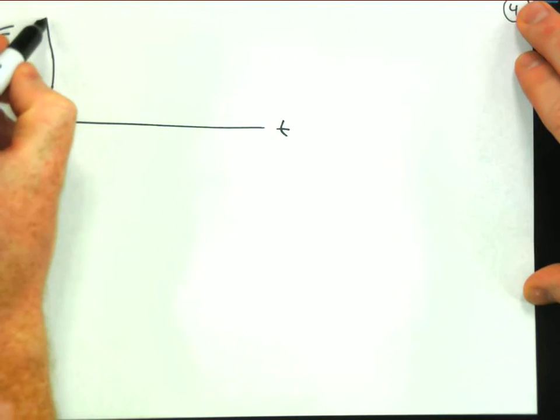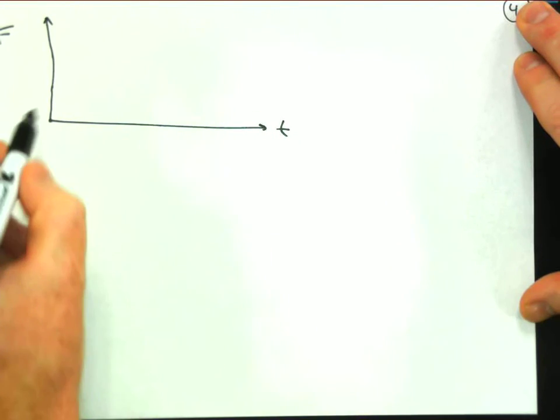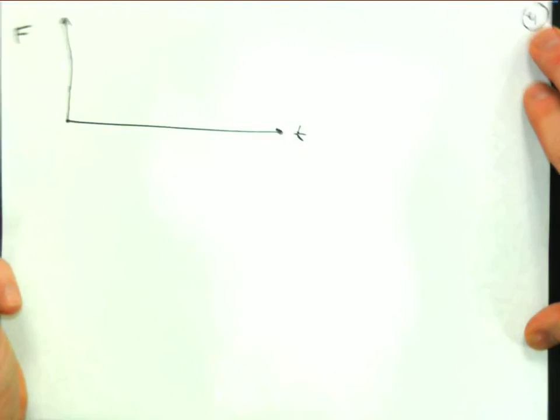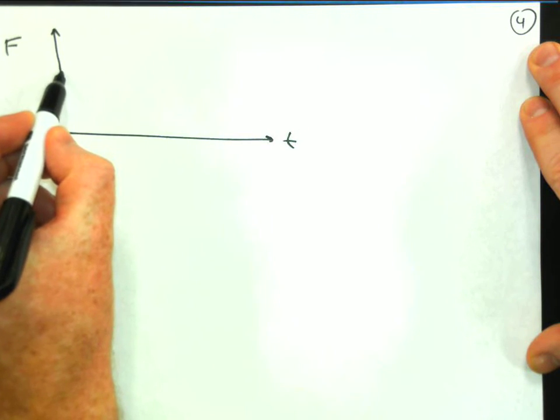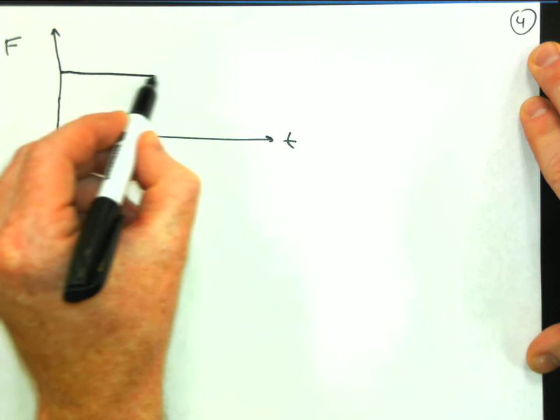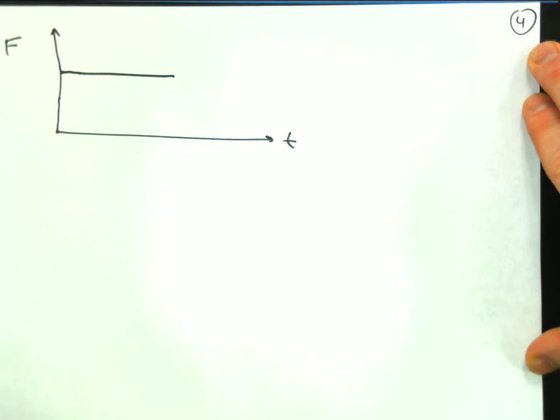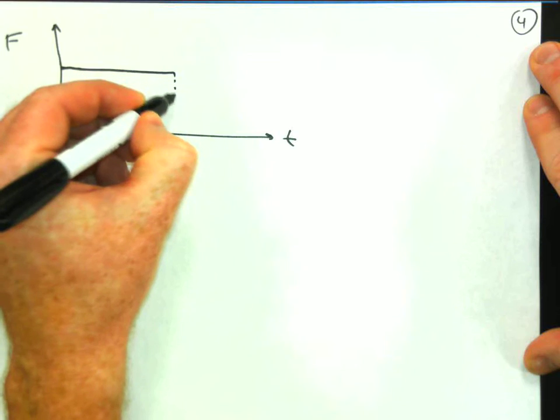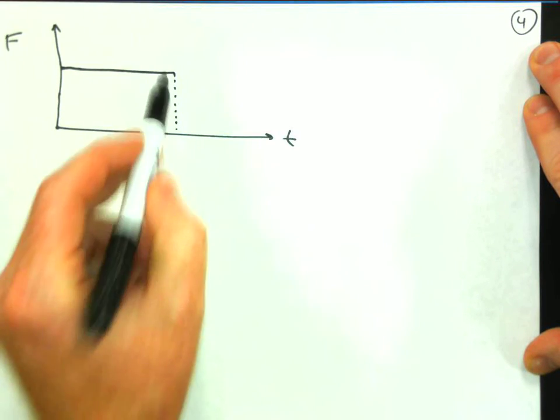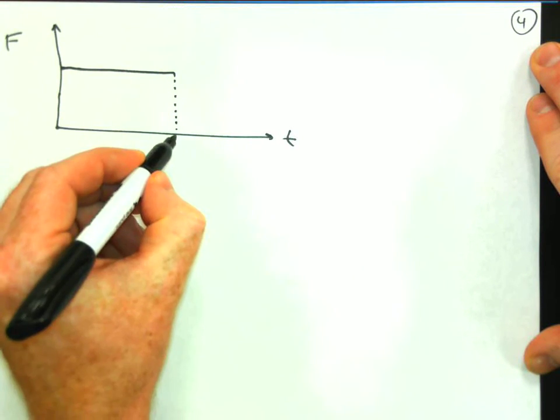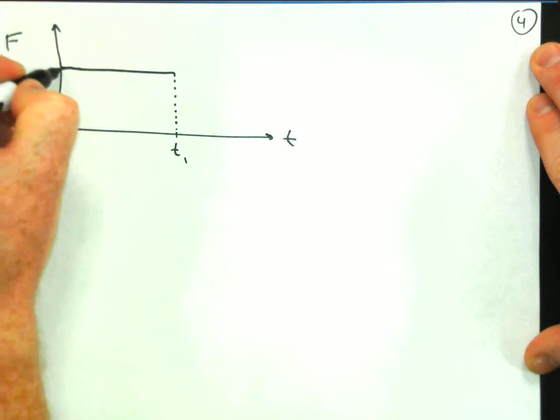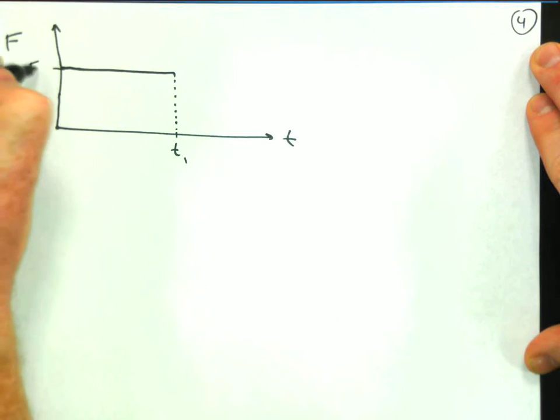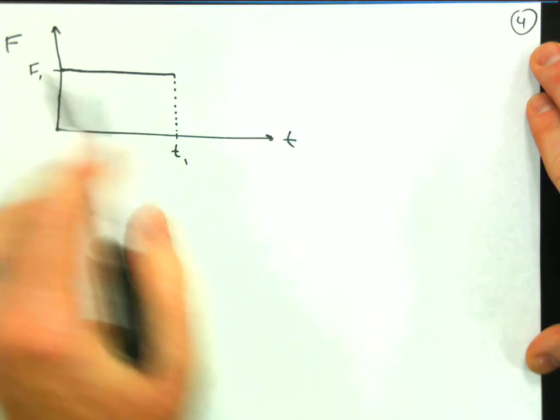Okay. Can force be negative? Well, yeah, I guess it can, but don't worry about that at the moment. Let's say you apply a constant force over a certain period of time, and then you just kind of stop applying that force. Okay. So the dotted line doesn't represent any amount of force. It's just marking a location here. So this is going to be time 1, let's say, and this will be force 1, a certain amount of force, right?